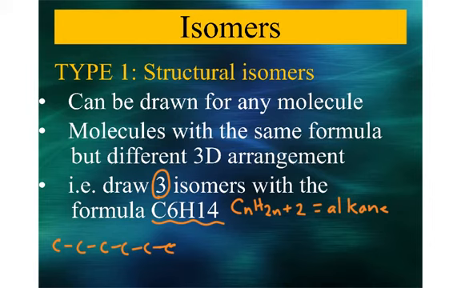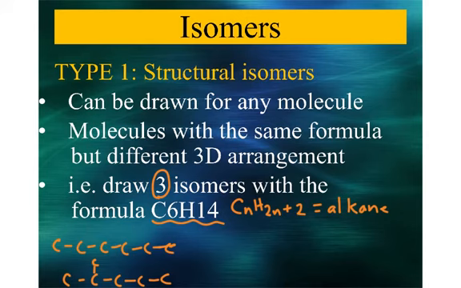So I can't really do anything else with 6 in a row, but what if we did 5 in a row? 1, 2, 3, 4, 5, and we picked up the 6th one and made it a substituent. Now I've got something new. Because these two have different names and they're different structures, they are different from each other, but they are also isomers of each other because they have the same formula. So that's what makes them isomers.